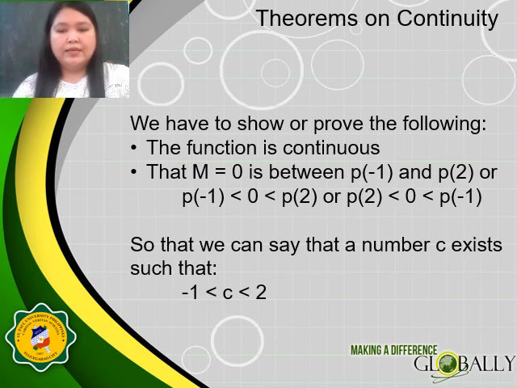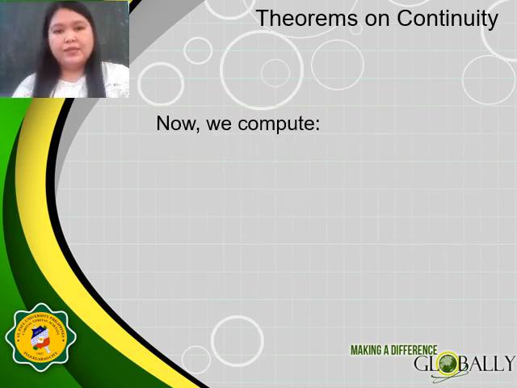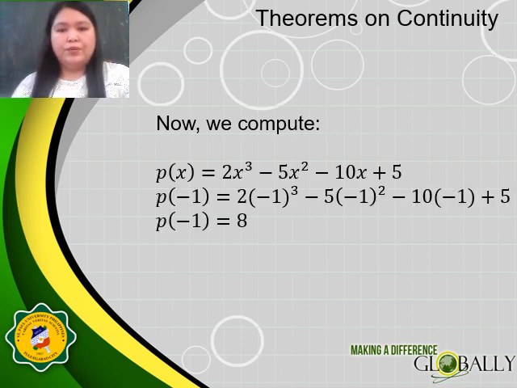Or that is 0 is greater than p of -1 but lesser than p of 2, or p of 2 is lesser than 0 and 0 is lesser than p of -1, so that we can say that a number c exists such that this number is in between -1 and +2. To do this, all we have to do is compute. So we are going to compute for the values of p of -1 and p of +2. So evaluating p of -1 in the function p of x is equal to 2x cubed minus 5x squared minus 10x plus 5, we can have the value of p of -1 equal to 8.